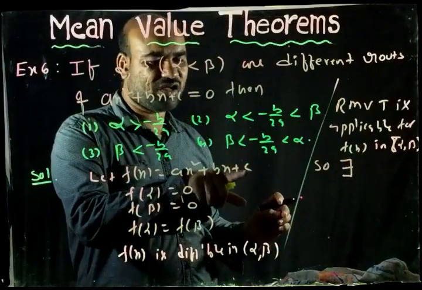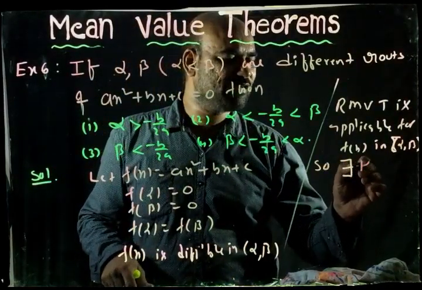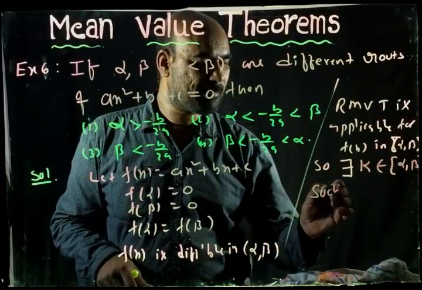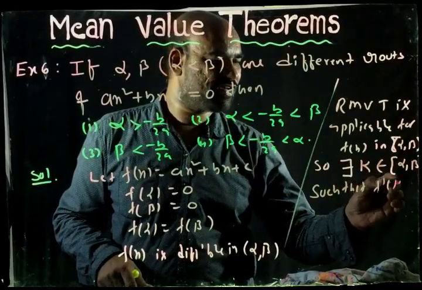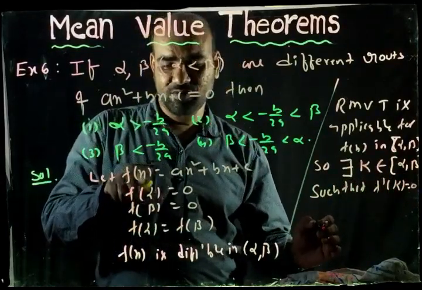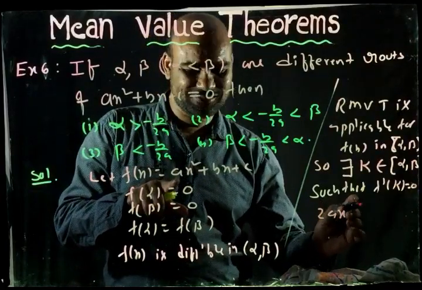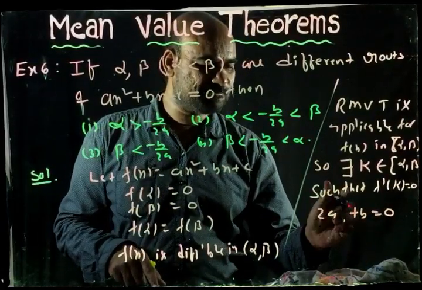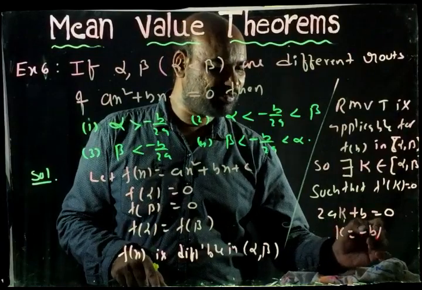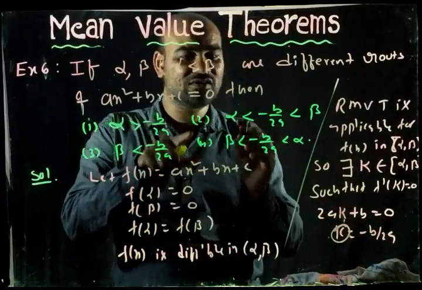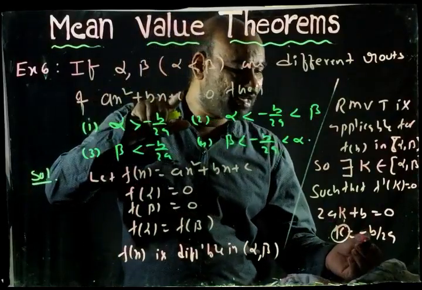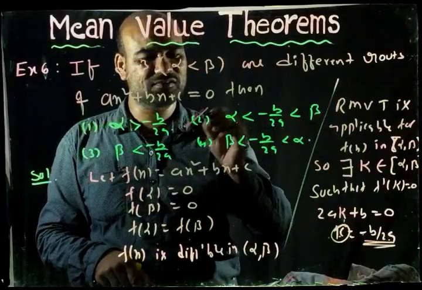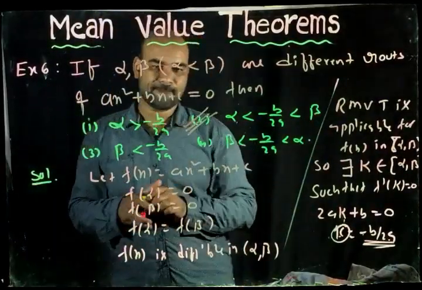I am not taking c because c is already there in the problem. Just take some k. k belongs to closed alpha comma beta such that f dash of k equal to 0. f dash of k means what? 2ax plus b equal to 0, so instead of x you can write k directly. So k equal to minus b by 2a. This k is in between alpha and beta only, no? So minus b by 2a value is equal to k, which means minus b by 2a lies between alpha and beta. Okay, students.